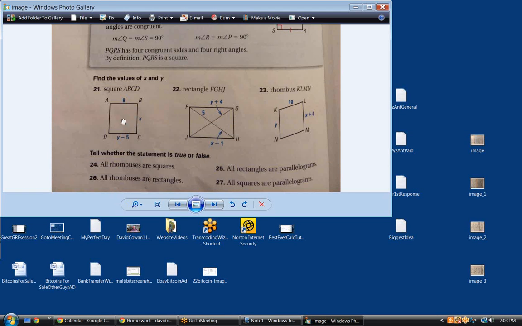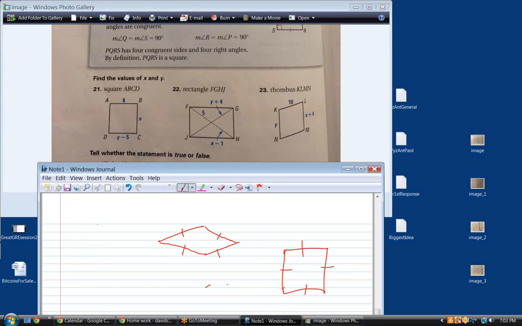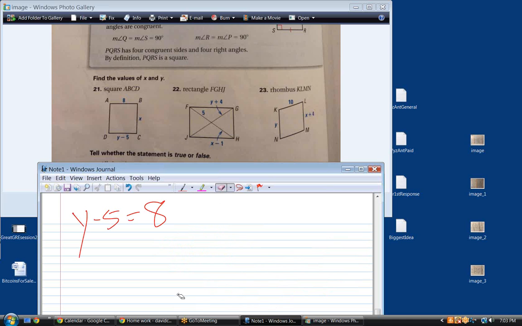What is x in 21? I don't know. ABCD is a square. Oh, then 8. Okay. X equals 8. What is y? Well, y minus 5 is equal to 8. So I would have y minus 5 equal 8. Can you see that? No. Oh, there it is. It's just lagging a little bit.